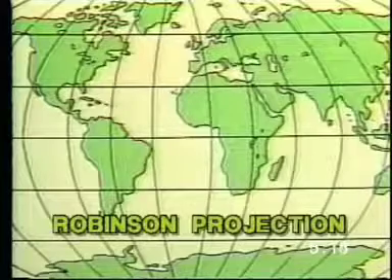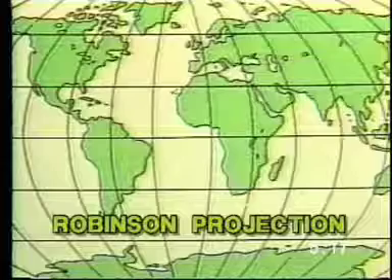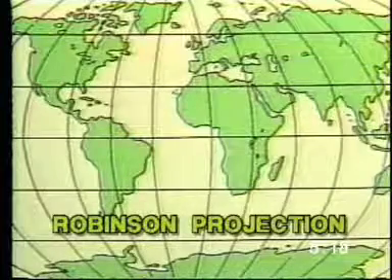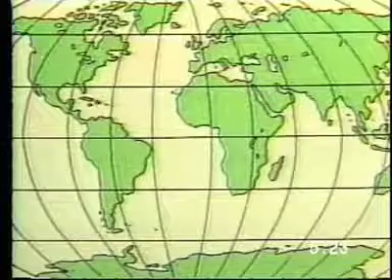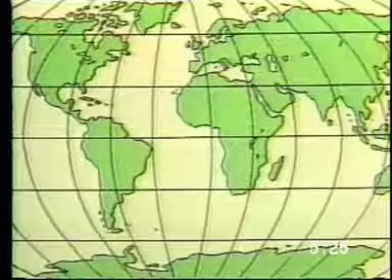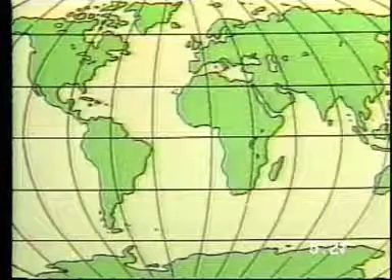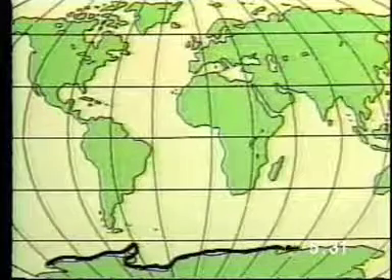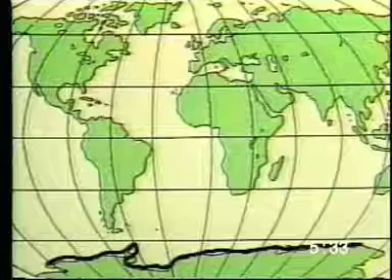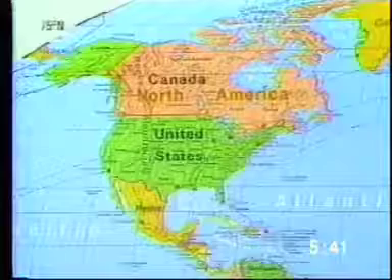The Robinson projection was developed by cartographer Arthur Robinson in 1963. It is a compromise projection that is considered a reasonable overall picture of the world. Even though it has some size distortion in the polar regions, countries and continents more closely match their true size. It is now often used for maps in educational materials and was even adopted by the National Geographic Society in 1988.